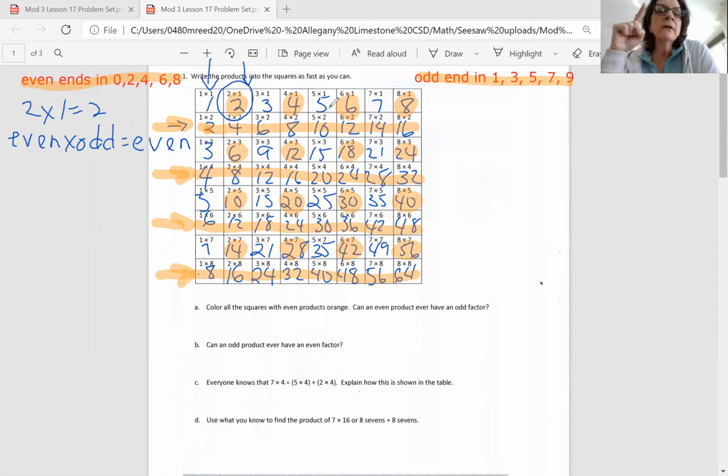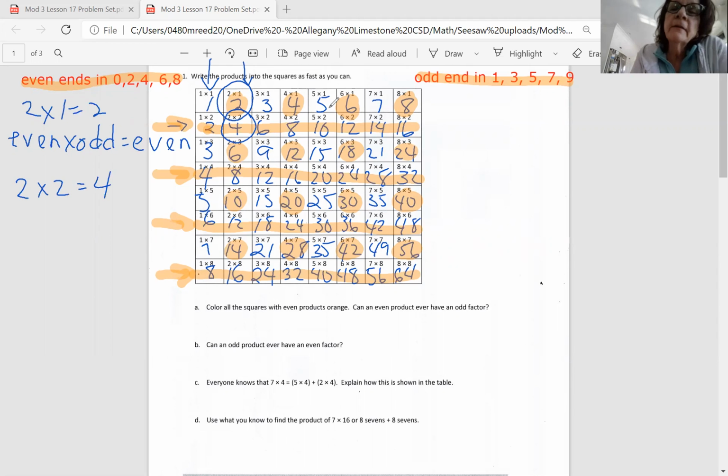So we took an even factor, multiplied it by an odd factor, and got an even product, okay? Let's look at the next square below that. Let's look at 2 times 2 equals 4, all right? So I'm going to write that, 2 times 2 equals 4. Let's look at our factors here. Well, 2 is even, times 2 is even, and we got 4. And what is 4? Well, 4 is also even.